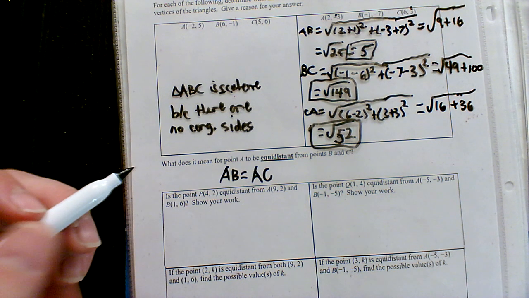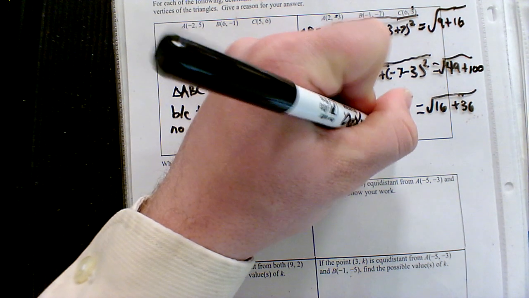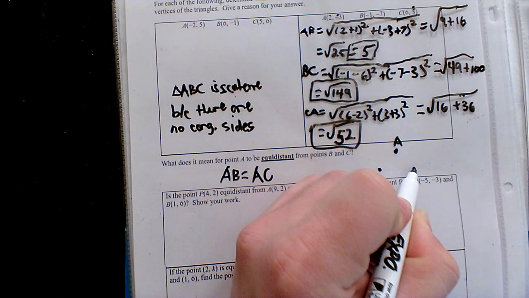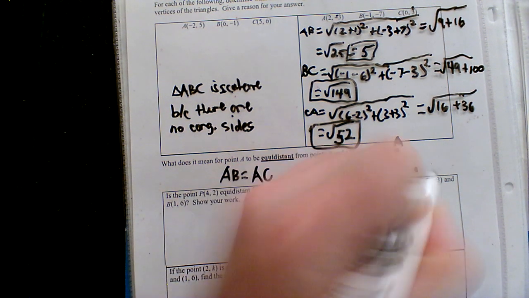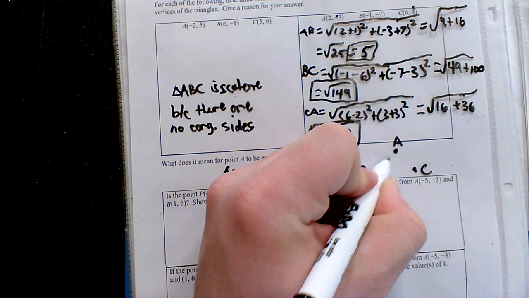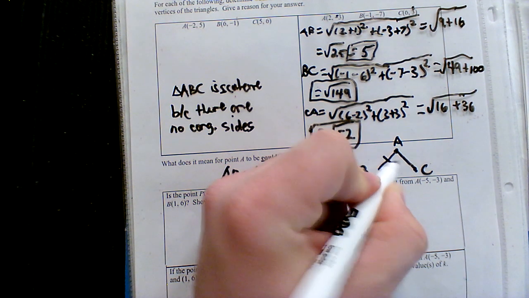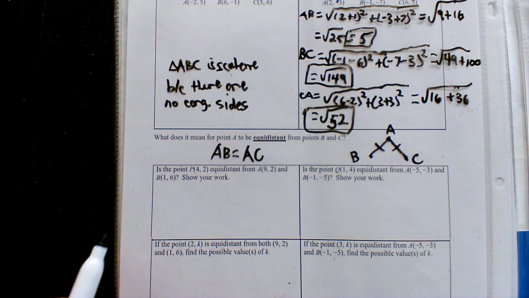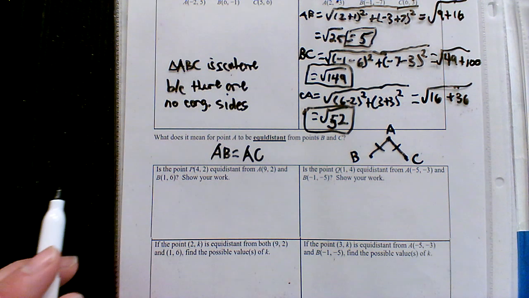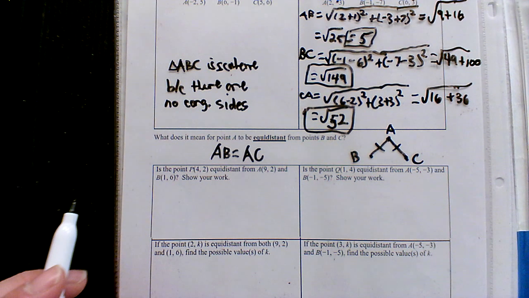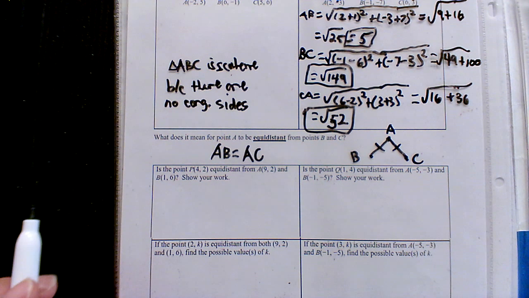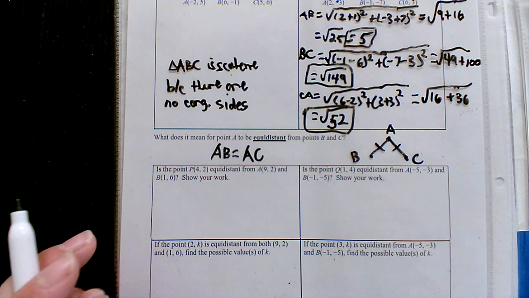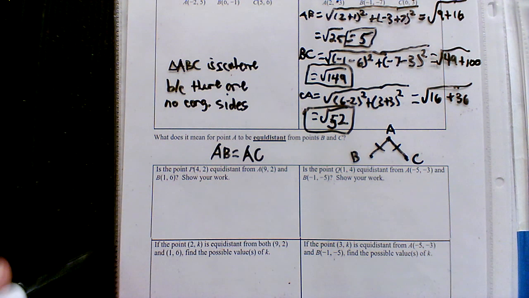So thinking of that as a picture, we would have point A, and we would have some point B and some point C. And the distance from A to B and A to C would be the same. So we mark that with the hash marks. So from A to B is the same as A to C. They're equidistant. So we're going to use that reasoning in the next few problems.